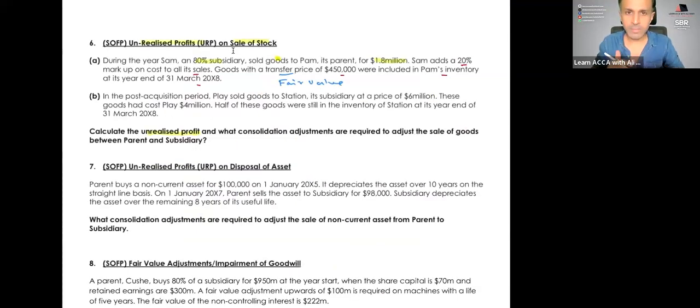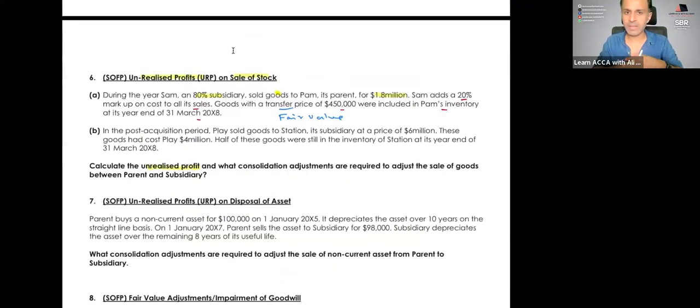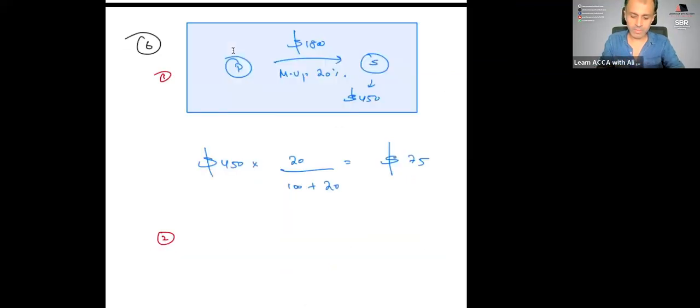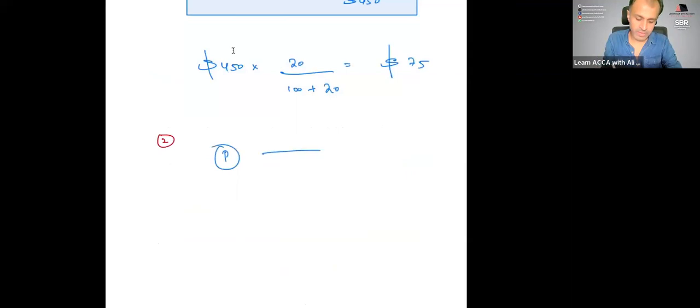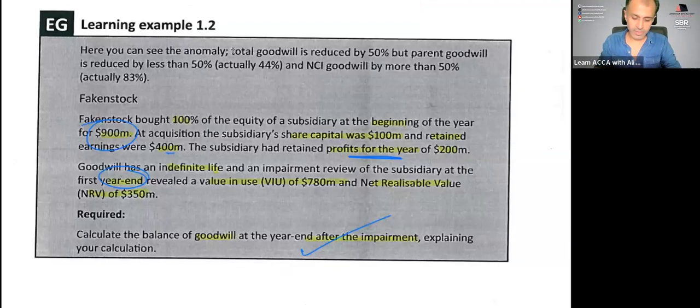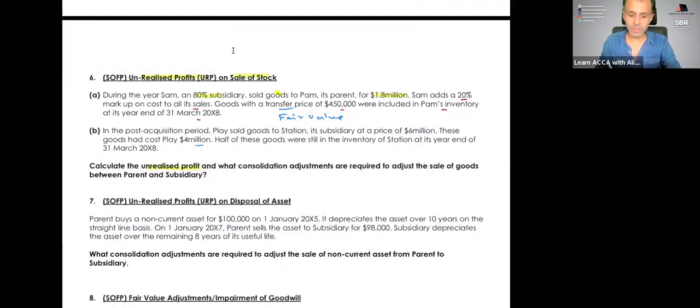In the post-acquisition period, P sold goods to S, its subsidiary, at a price of 6 million. So once again, P is the one selling goods to S at a price of 6 million. Next, these goods had cost 4 million. Half of these goods were still on hand at the year end. This question is a different one because they have not provided us with the markup or margin. They rather have provided the sale value and the cost price, so that we can work out the profit, and then take a proportion of that profit, half of that, 2/3 of it, 1/3 of it.